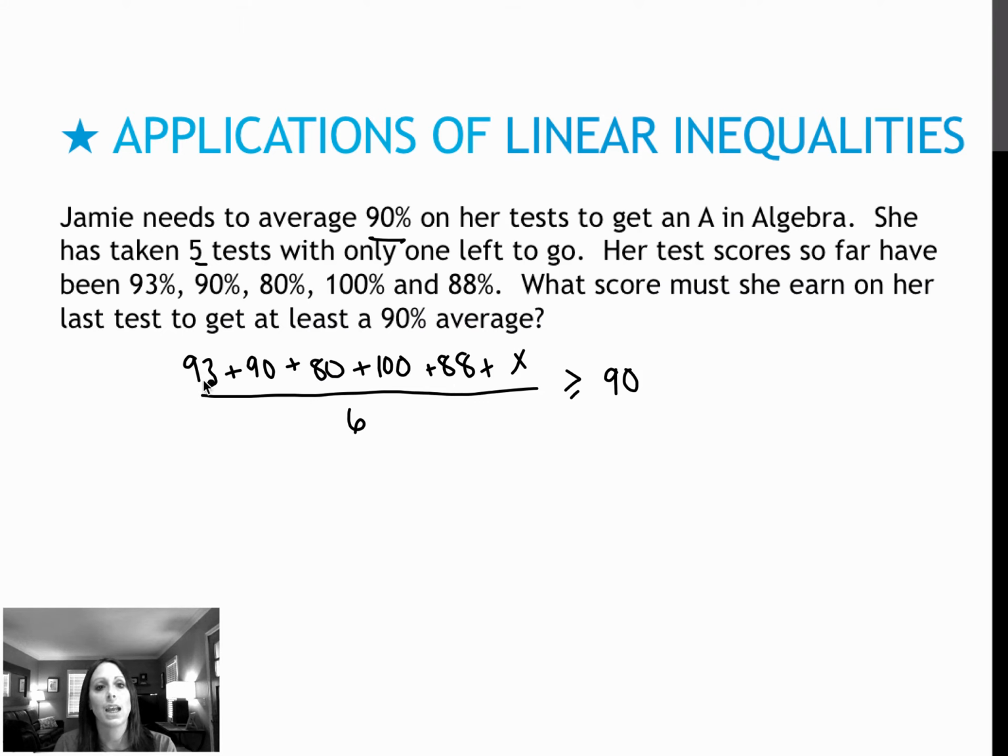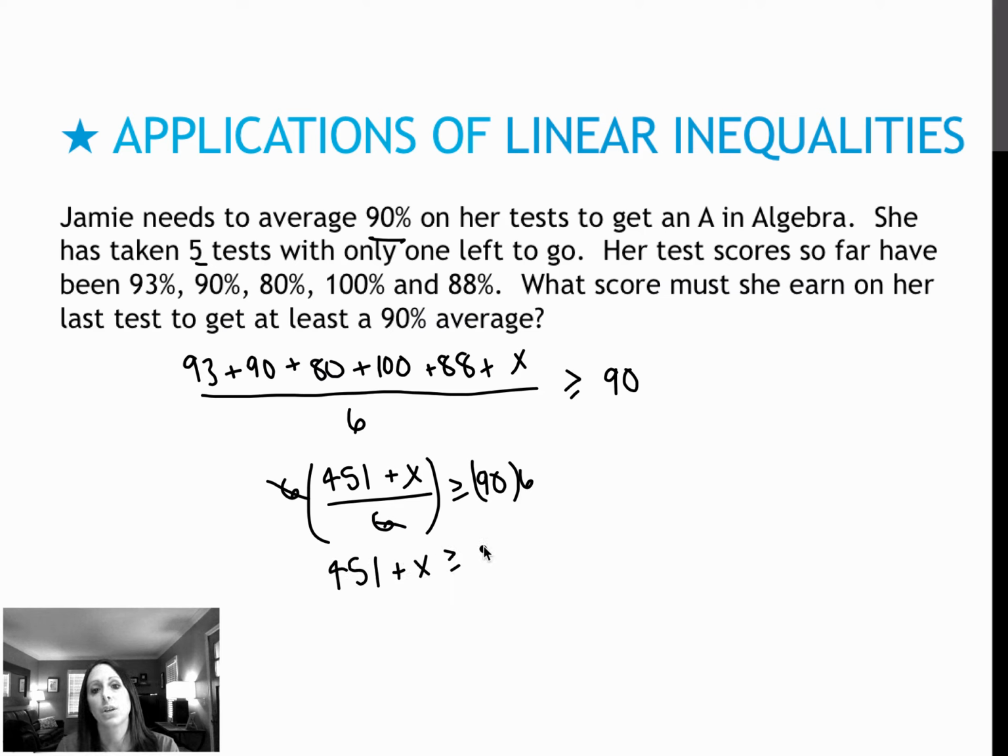So here's my equation. Again, I'm going to take all of these values on the top and combine them together to get 451. And to solve, I'm going to start on the side with the x but furthest away, so I'm going to get rid of that divided by 6 by multiplying. And on the left, that's just going to get rid of the fraction on the bottom and leave me with 451 plus x is greater than or equal to 540. I'm going to subtract that 451 from each side, and I get x is greater than or equal to 89. So what score must she earn on her test to get at least a 90% average? She can score an 89% or better on her test and still get her A.